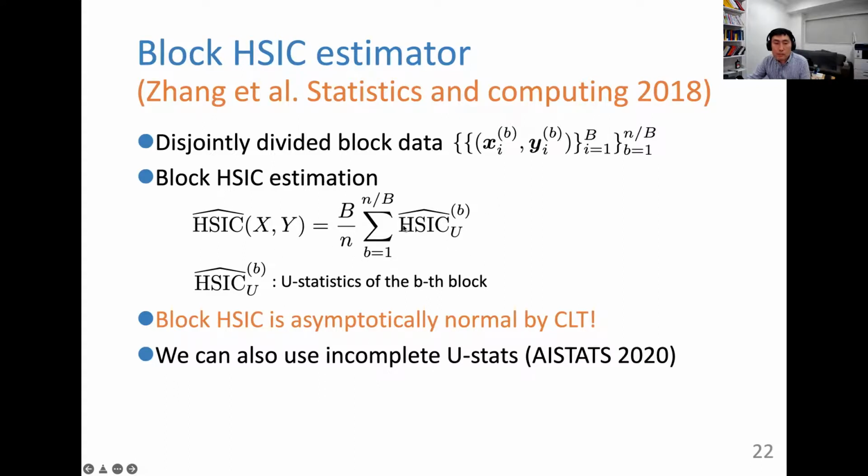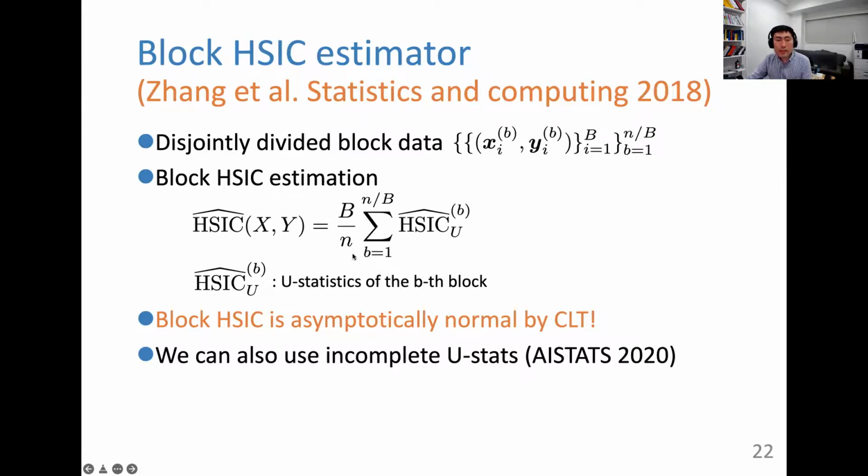So simply, we compute U-statistics of HSIC for each block and then sum them up. This is the block HSIC estimator. Because we disjointly divide the blocks, we can regard them as IID samples. Because this is a sum of IID samples, it is asymptotically normal by the central limit theorem. Therefore, we can regard this as a normal distribution. So this is the simple solution.